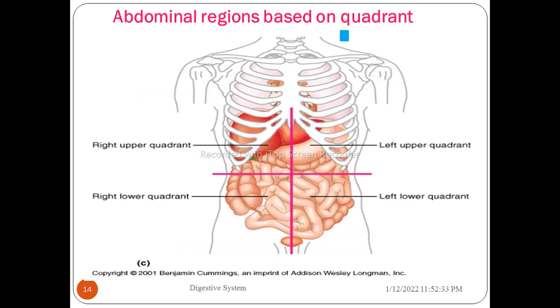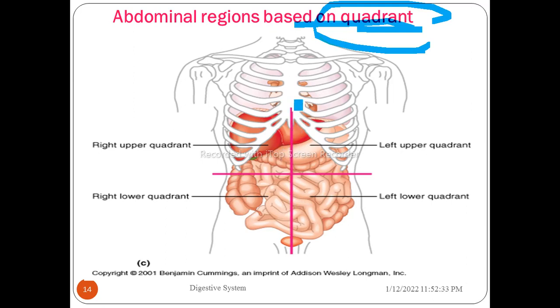By the way, abdominal regions are different from quadrants. We can divide the abdomen into 4. Quadrants are very important clinically. Mostly quadrants are applicable in clinical assessment and physical assessment. So these are the 4 quadrants. This is known as the right upper quadrant. This is the right lower quadrant. This is the left upper quadrant. This is the left lower quadrant.